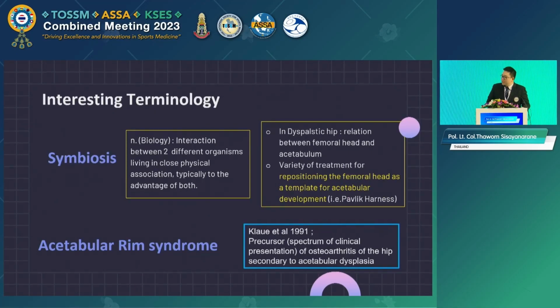The second one is acetabular limb syndrome. This term was proposed by Klaue in 1991. It means the spectrum of clinical presentation of the dysplastic hip before it turns to osteoarthritis. Maybe when we read the literature, we can find this terminology.